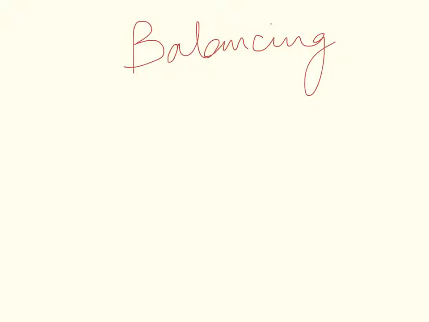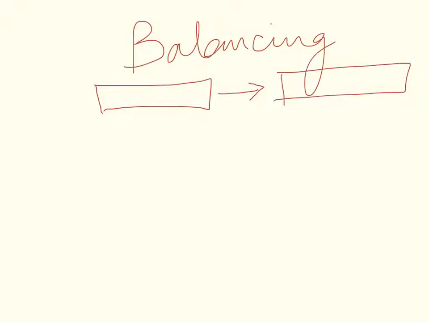The next thing we'll learn about in this chapter is balancing chemical equations. Remember we said chemicals on the left hand side of the reaction are the reactants and chemicals on the right hand side are the products. And on the arrow we will write conditions.